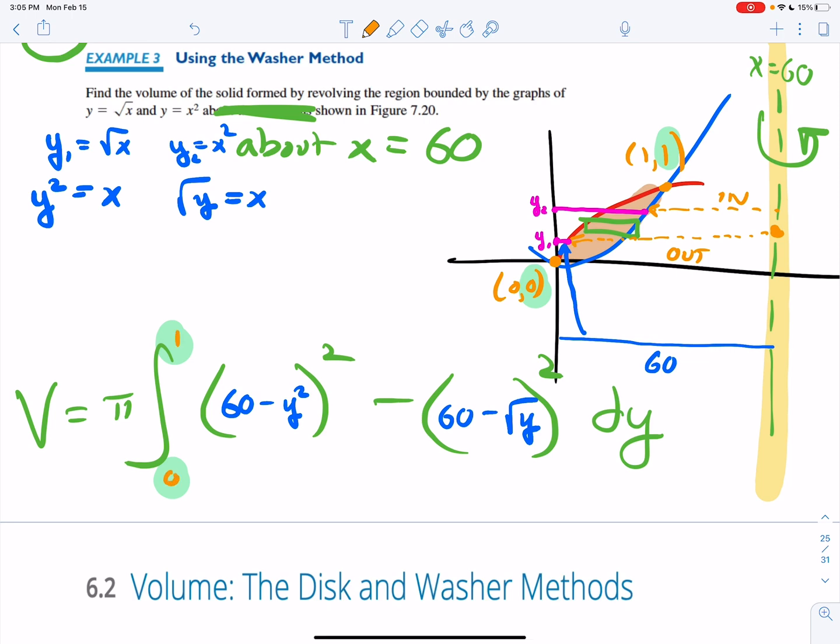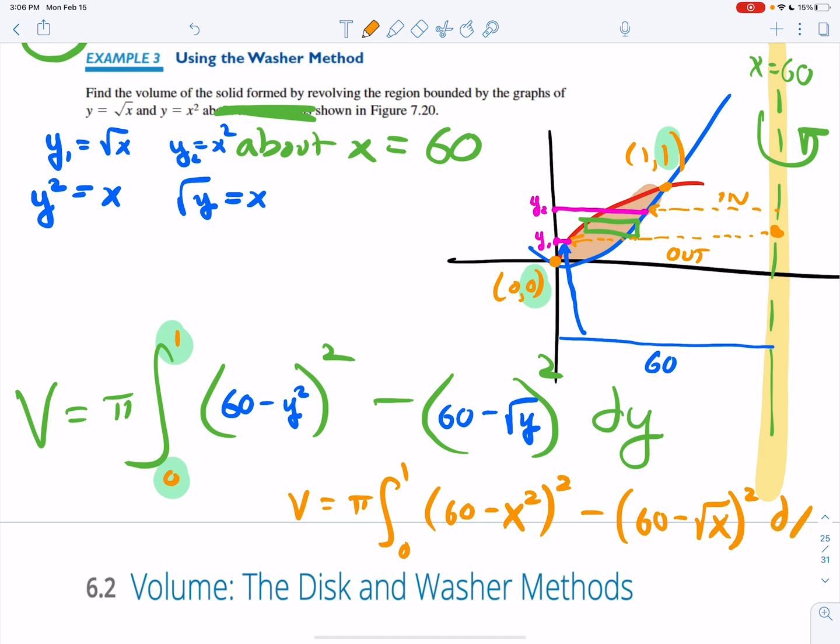Okay, so when you actually type this out in a calculator, you wouldn't be using the y1 and y2 function because y1 on your calculator is still the square root of x, right? So what I would type in my calculator is v equals pi, math 9 from 0 to 1, 60 minus variable squared, minus 60 minus the square root of variable squared dx.